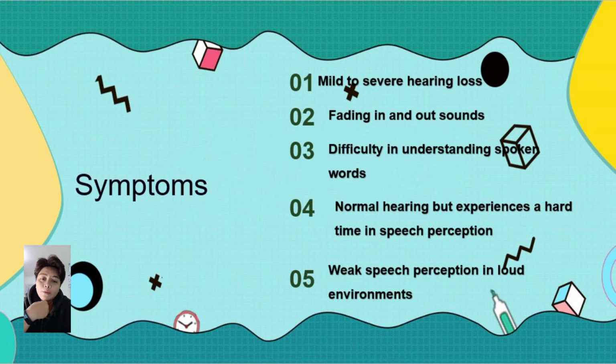Third, people with this hearing impairment would have difficulty understanding spoken words because, again, they would hear fading in and out sounds, especially in loud or noisy environments. The fourth symptom would be they would still have normal hearing, but they will experience a hard time in speech perception, which means they would find it hard to make sense of words being spoken to them. Fifth would be, because of this, because of them having a hard time making sense of speech, they would of course have weak speech perception in loud environments or noisy areas.